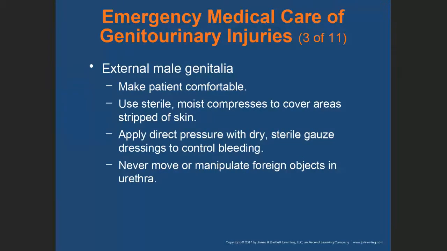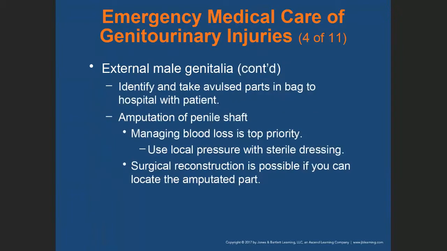For the external male genitalia, make the patient as comfortable as possible. Use sterile, moist compresses to cover areas of stripped off skin. Apply direct pressure with dry sterile gauze dressings to control bleeding. Never move or manipulate foreign objects in the urethra. Identify and take avulsed parts in a bag to the hospital with the patient.